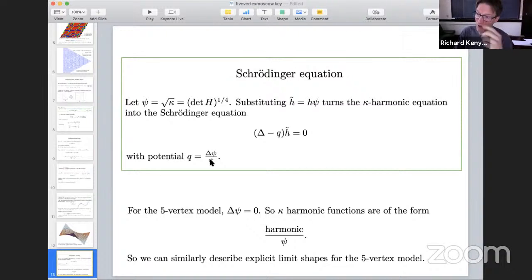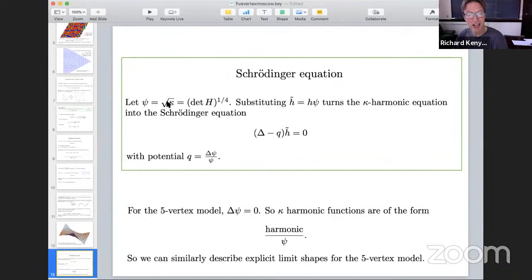What's the point? The point is that if you happen to be lucky and psi is harmonic, then the potential is zero, and you can turn your kappa harmonic equation into an actual harmonic equation for this new variable h tilde. And that's exactly what happens in the five-vertex model. The kappa is complicated, a varying conductance, but its potential is trivial.